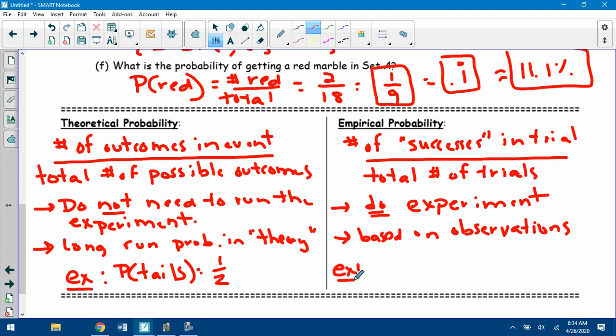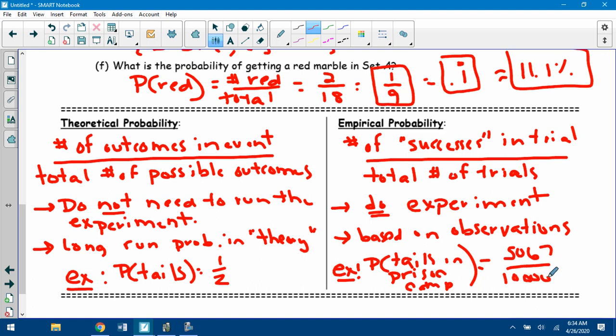But the example that we did at the beginning of the class that was an empirical probability was probability of getting tails in prison camp. That mathematician that was in prison camp in World War II and got 5,067 out of 10,000. He actually did that. So that was him doing the experiment. It had nothing to do with number of outcomes over total possibility. It came out of number of times he actually got tails, maybe it was heads, I don't remember, over the number of times he did it.